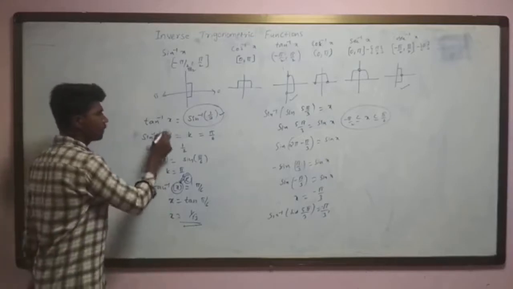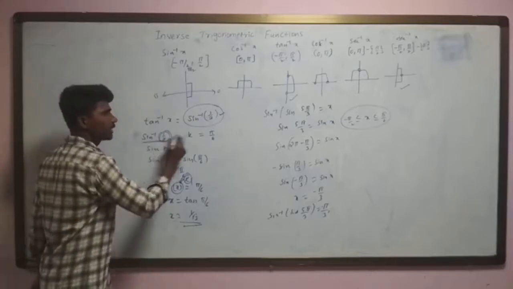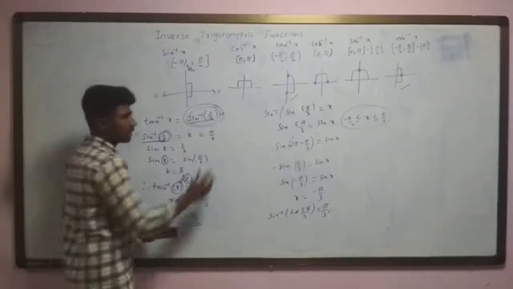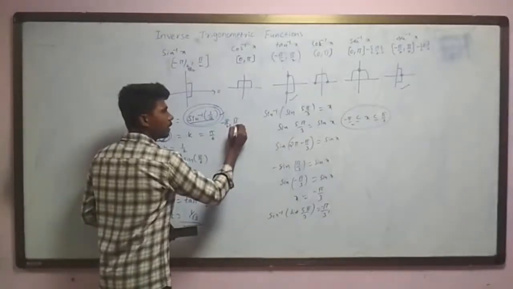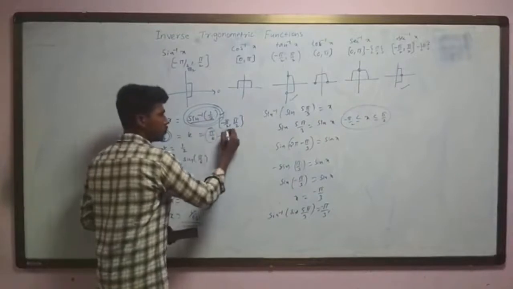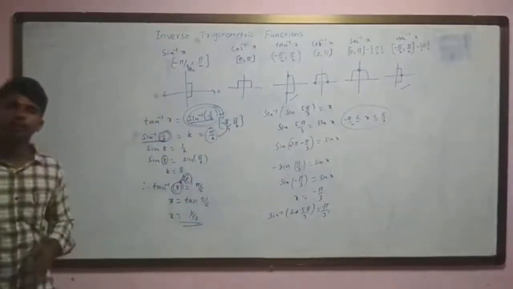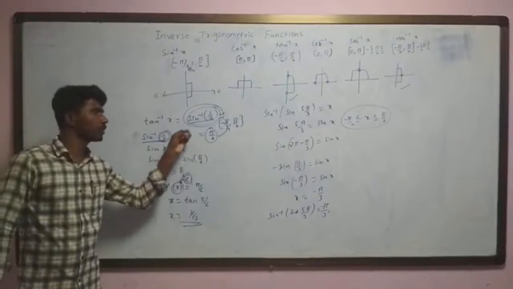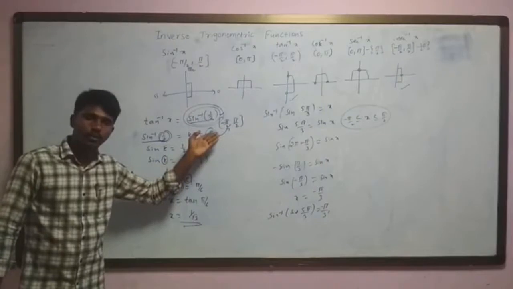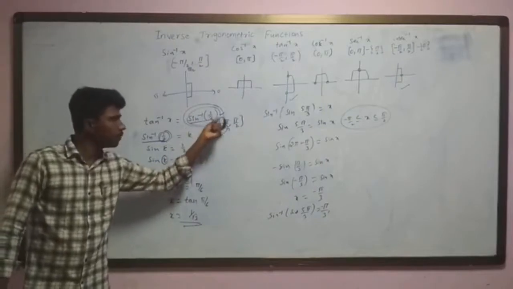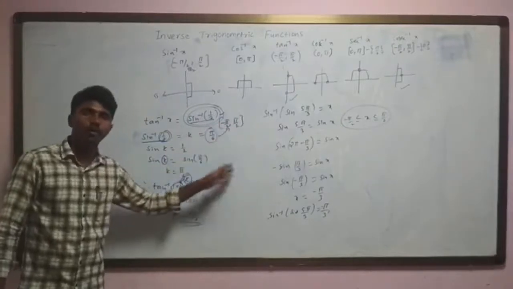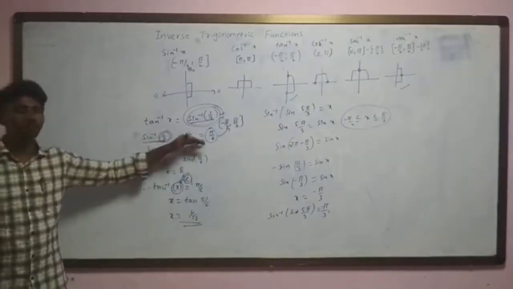I have here 1 by 2 sin inverse x. Sin inverse x, the entire thing lies between minus pi by 2 and pi by 2. I consider this one as k, and I got the value of pi by 6, which lies between minus pi by 2 and pi by 2. So whatever answers we get, you have to check whether the values lie in their particular domain and range or not. If yes, then only we take that as the answer.